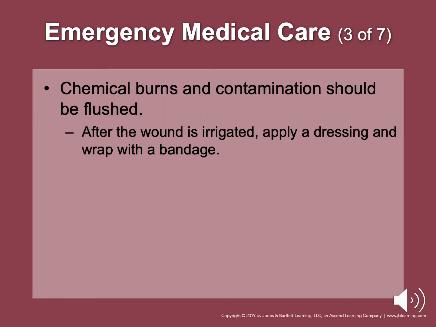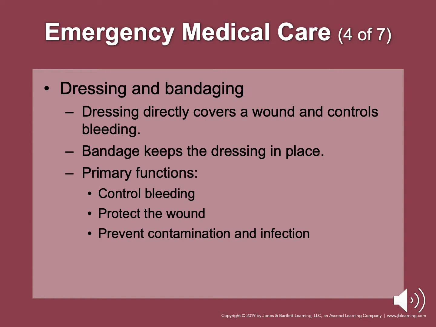Chemical burns and contamination should be flushed. Apply a dressing and wrap with a bandage. A dressing directly covers the wound and controls bleeding, whereas a bandage keeps the dressing in place. So their primary function is to control bleeding, protect the wound, and prevent contamination and infection.